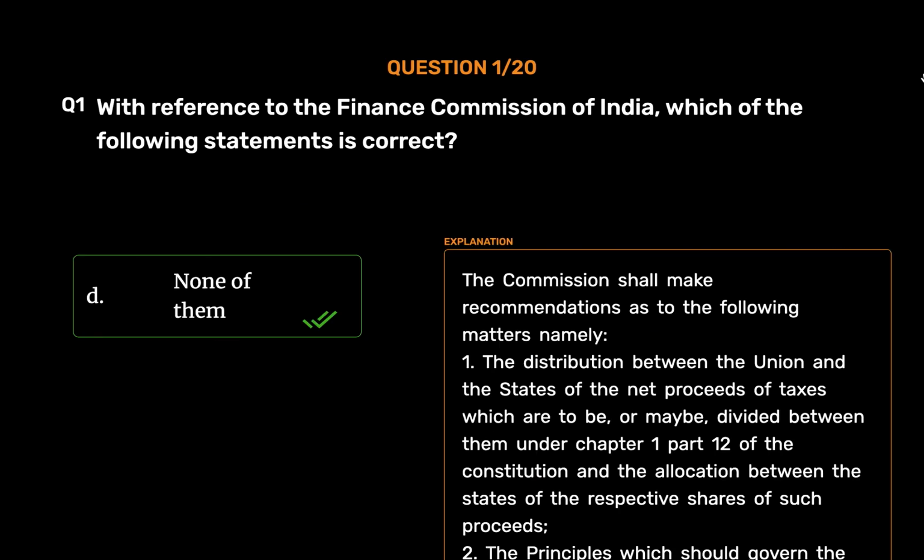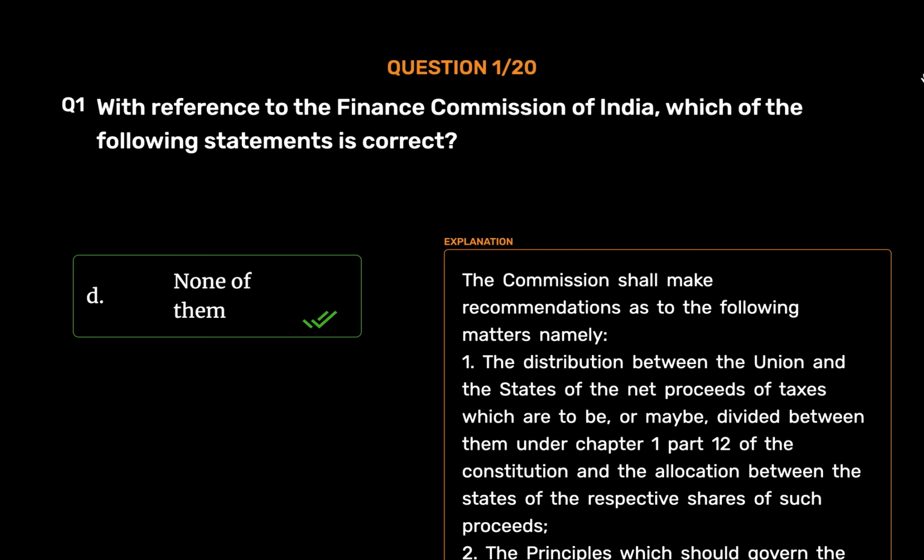None of them. The Commission shall make recommendations as to the following matters, namely: 1. The distribution between the Union and the states of the net proceeds of taxes which are to be, or may be, divided between them under Chapter 1, Part 12 of the Constitution, and the allocation between the states of the respective shares of such proceeds.